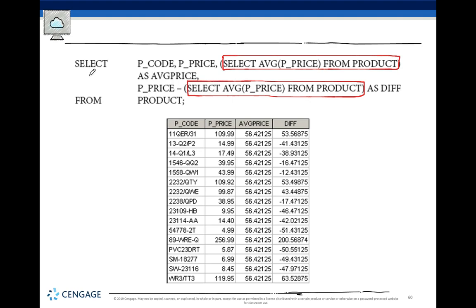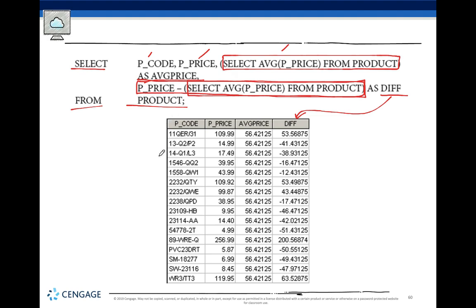So here what's happening is we are selecting product code, product price, and average product price from product as the average price. We are also calculating the difference between the product price and the average product price, and we are calling that column diff. That's this column here. We are getting this from the product table.